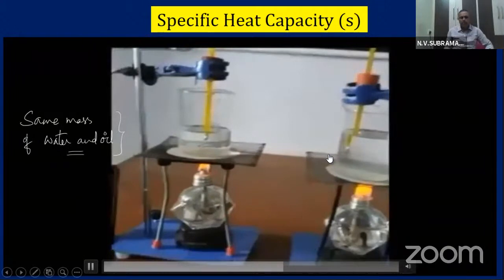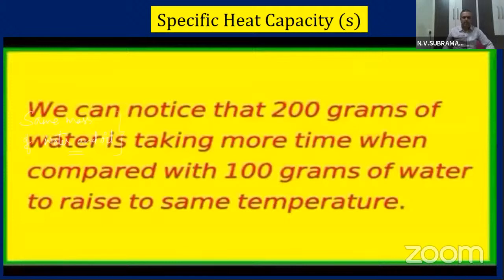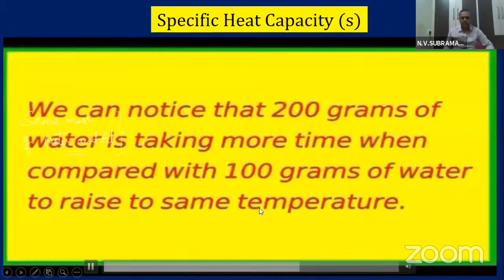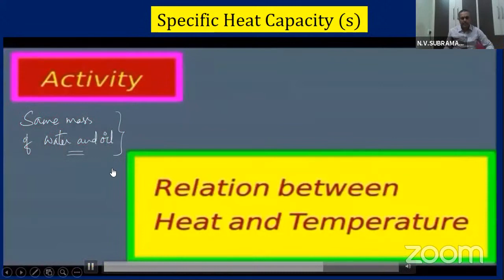That means, what is the meaning of this? We can notice that the 200 grams of water is taking more time when compared with 100 grams of water to rise to the same temperature. That means the amount of heat absorbed by a substance is directly proportional to its mass. Q directly proportional to M. Okay? So I will explain this once again. No need to worry. Then the relation between heat and temperature.